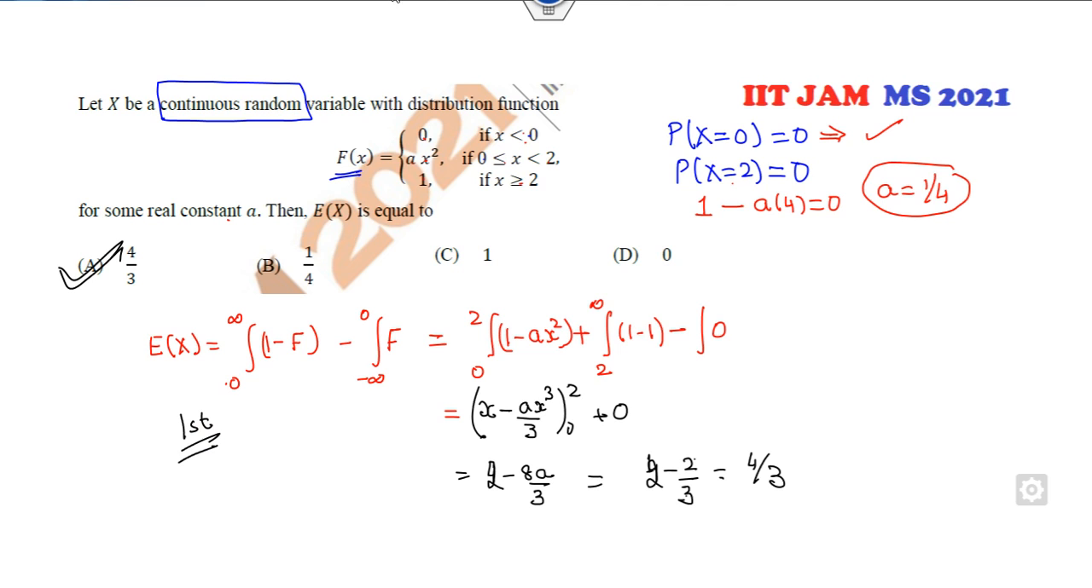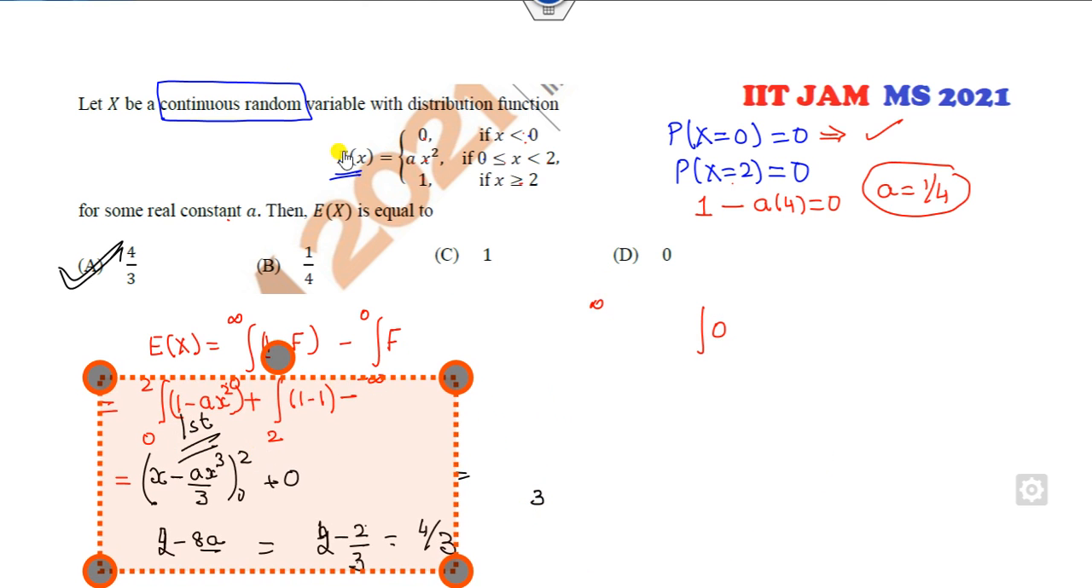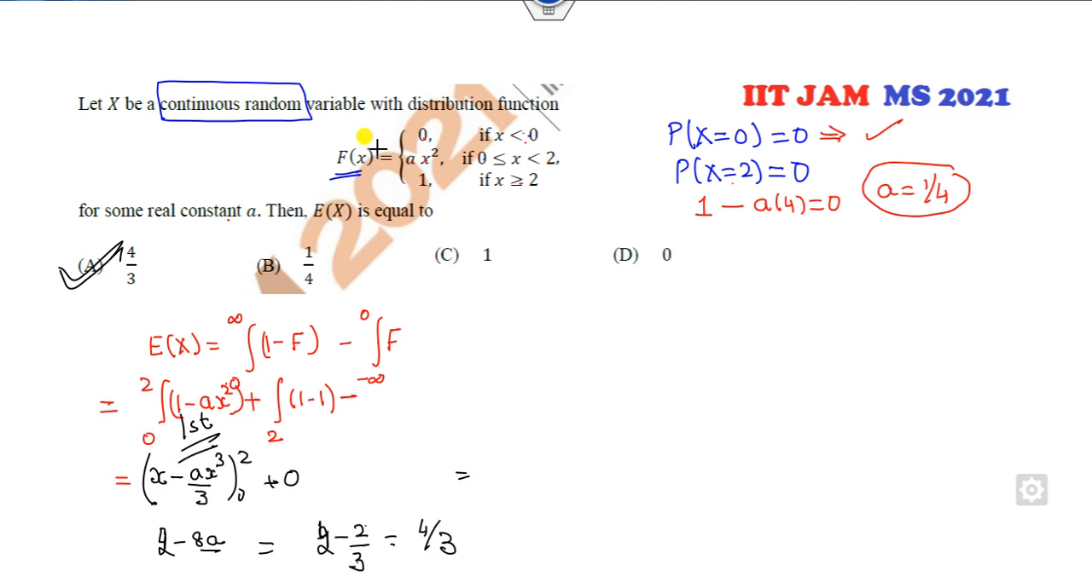There is one more method: you can calculate it by using the PDF. So how can you calculate it by using the PDF? Firstly, you can find the PDF. Take the derivative of this: 0, 2ax and 0. Fine. Clear? So then what is the expected value of x?